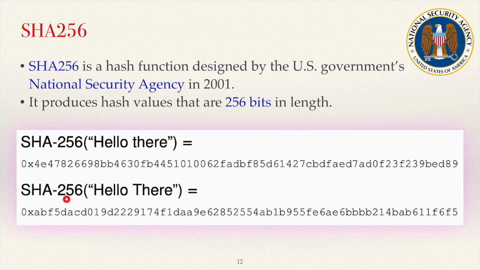Here's the hash of a similar message, hello there, where now the T has been capitalized. This is the hash value of the second message. And notice that the two hash values bear no resemblance whatsoever to each other, even though the corresponding messages are almost identical. So changing even one character of a message changes its hash value in a completely unpredictable manner.